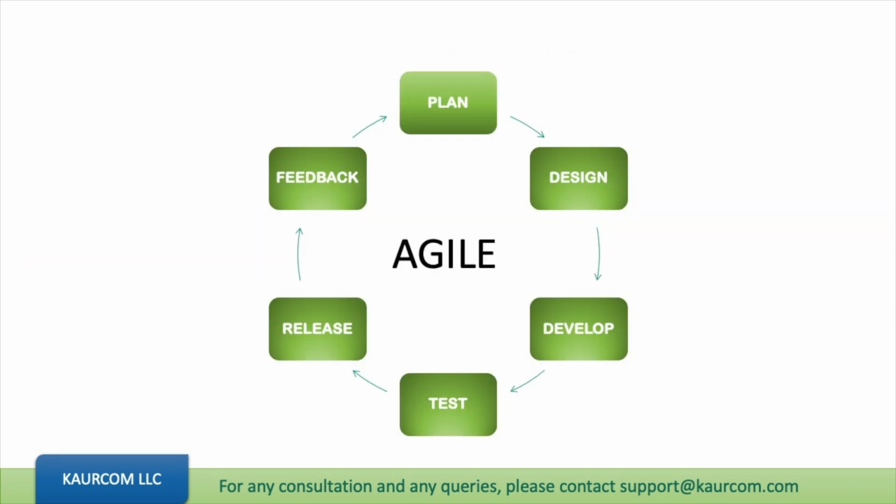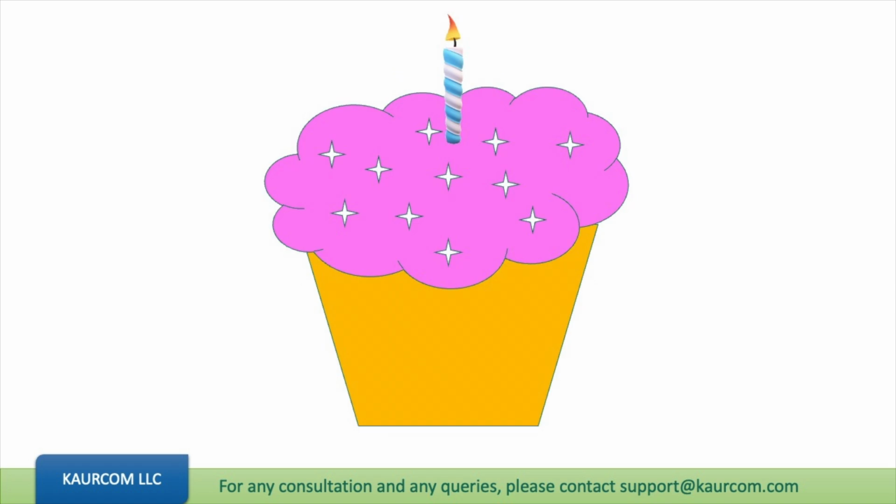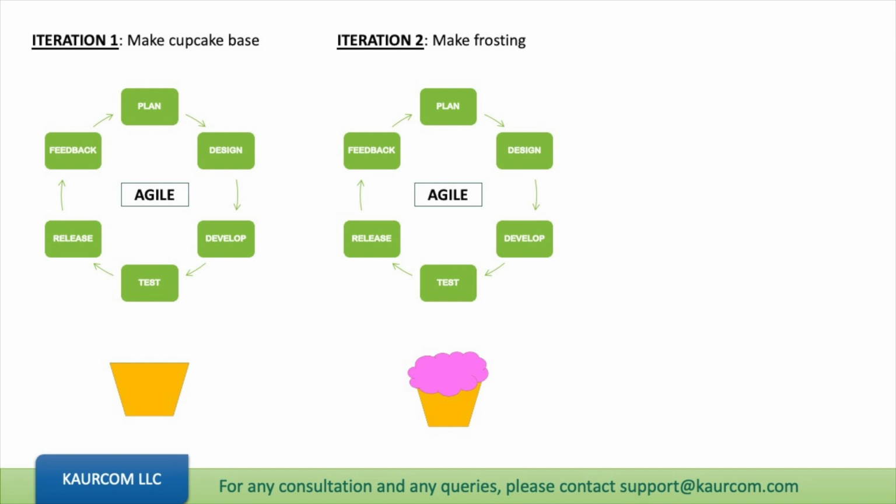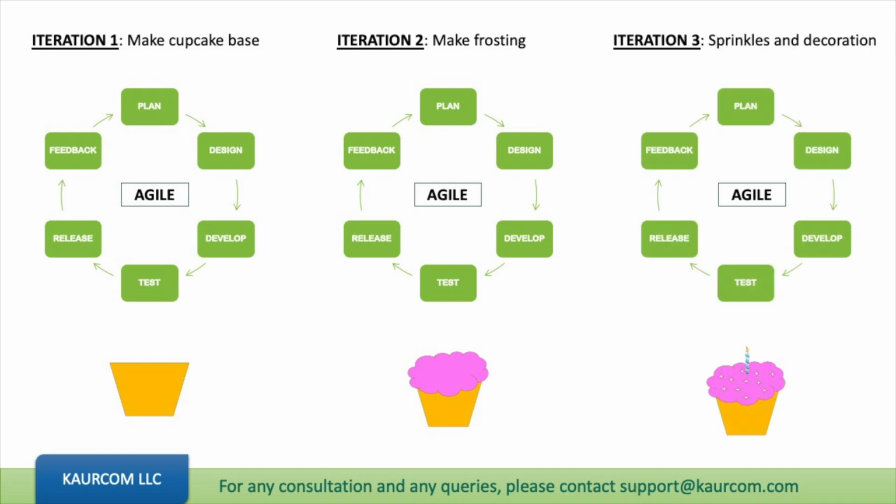As the name suggests, the Agile strategy is supposed to be agile and flexible in nature. With this strategy, the feature will be deployed in iterations. And let's understand this by using an example of a cupcake. For making a cupcake, say you have the following iterations planned. Number 1, working on the cupcake base. Number 2, making the frosting. And number 3, working on sprinkles and decorations.